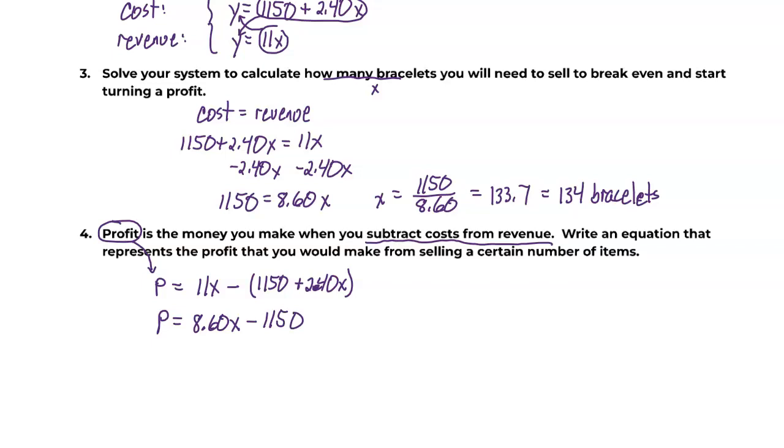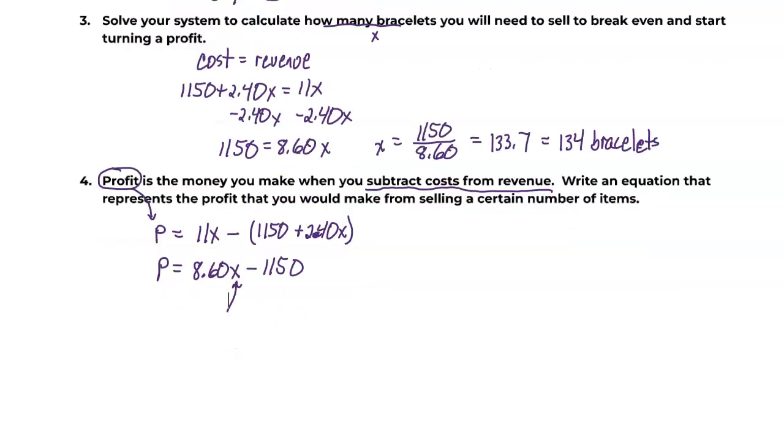Here's an equation that can be used to calculate the amount of profit we make based upon the number of bracelets that we manufacture and then sell. If the value of x is less than 134, then this answer for capital P will turn out to be a negative number. We will have lost money. But if the value of x is a number greater than 134, then when you perform this expression, you're going to get a positive answer. You will have made profit. This concludes the solution video.